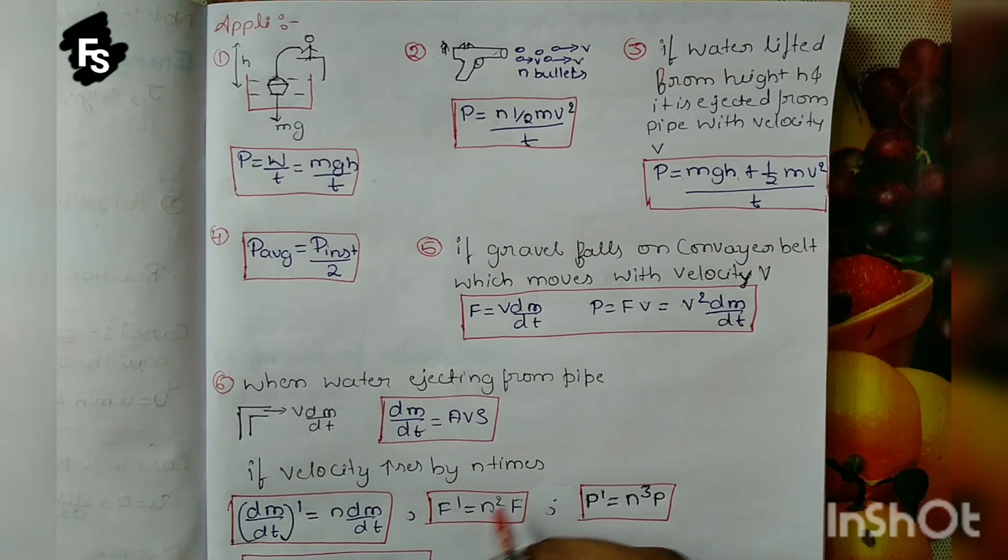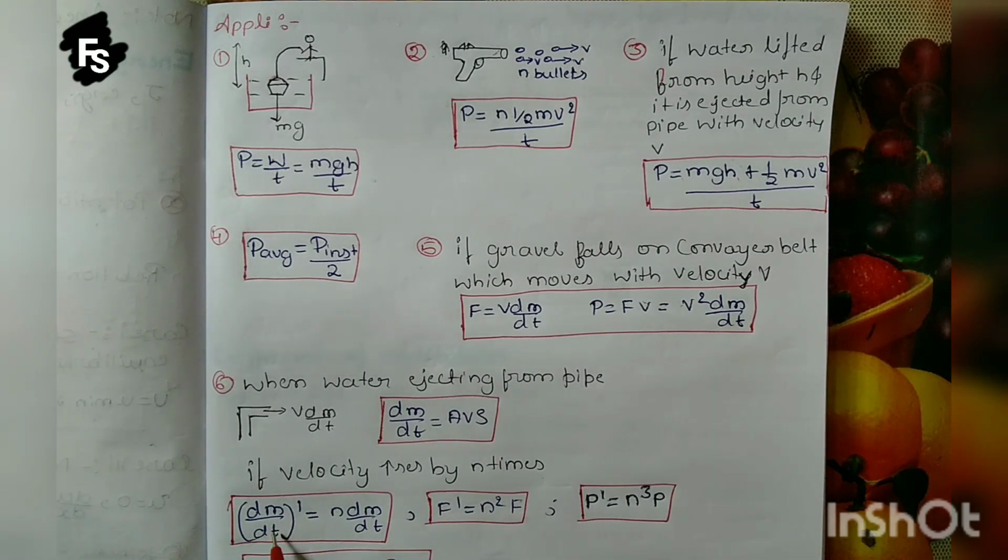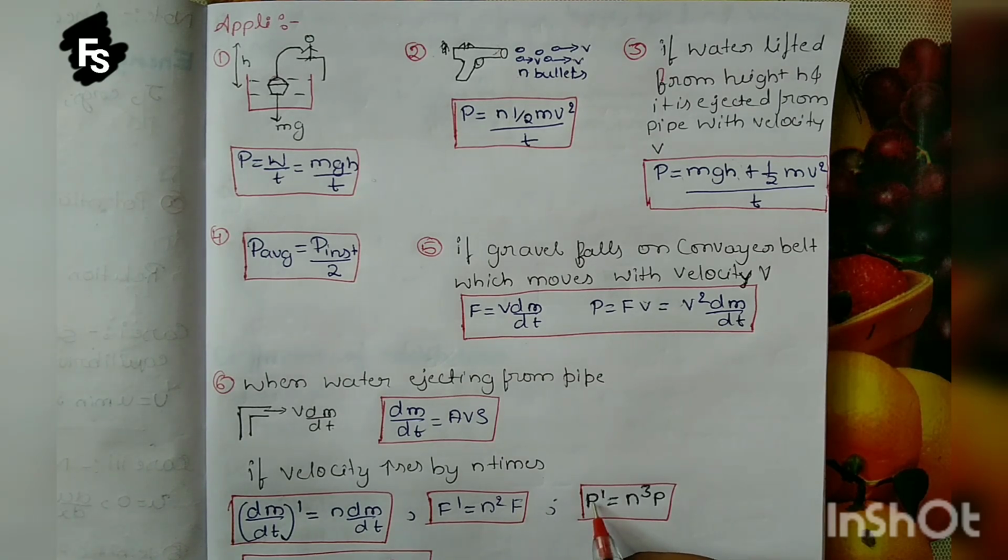If velocity increases by n times, then what happens? Then dm by dt dash is equal to n times the dm by dt. And what is the force after increasing? F dash is equal to n square times the initial F. And what is the power after increasing? P dash is equal to n cube P.